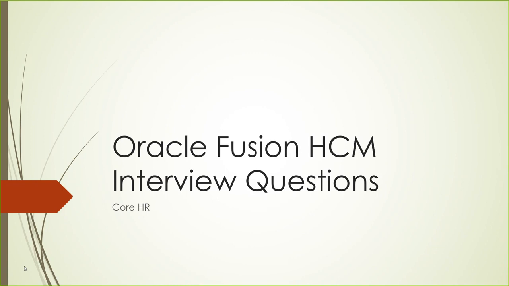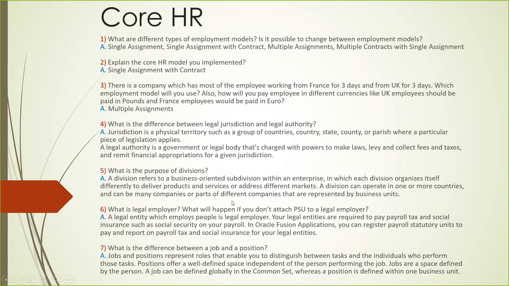So friends, the very first question asked in any Oracle Fusion HCM interview is about the employment model. Employment models are basically of two types: two tier and three tier. In two tier, you have three types, and in three tier, again, you have four types.